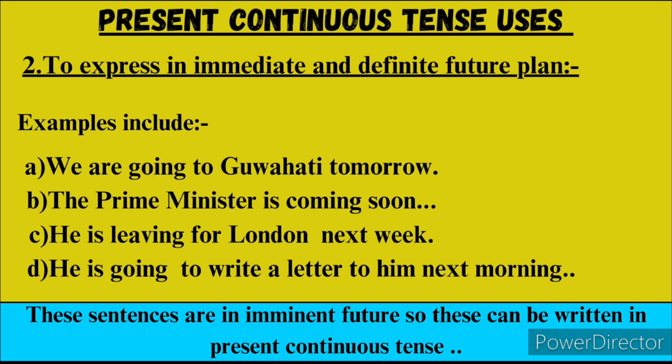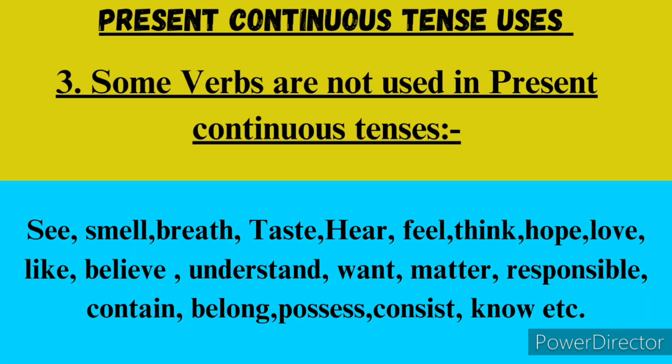Present continuous tense is also used to express an immediate and definite future plan. Examples include: we are going to Guwahati tomorrow. The Prime Minister is coming soon. He is leaving for London next week. He is going to write a letter to him next morning. He is coming to my house tomorrow. These sentences are in the imminent future, so they can be written in the present continuous tense.